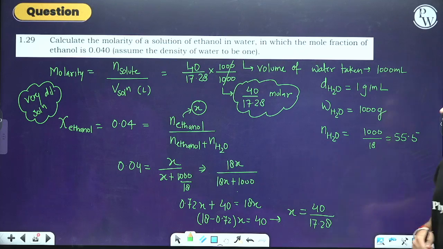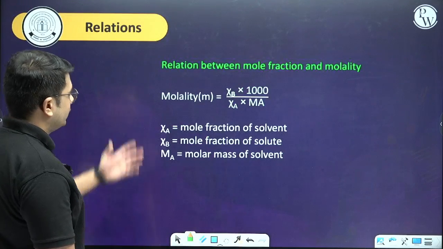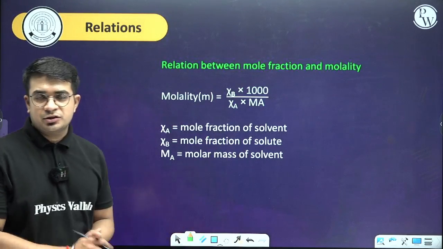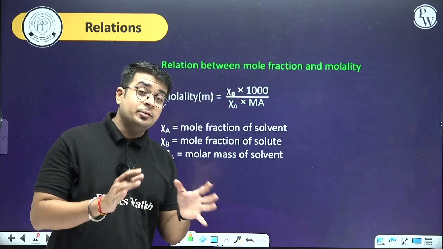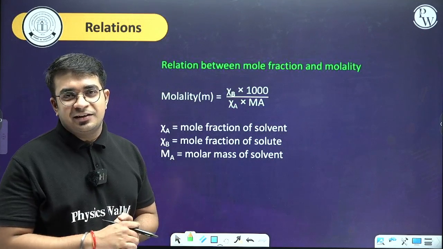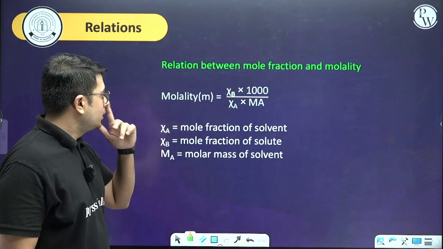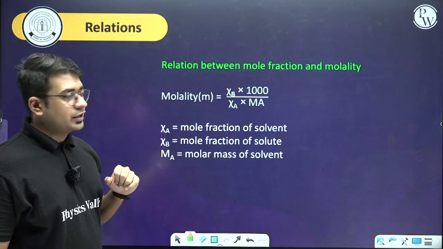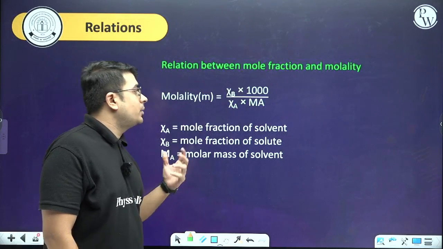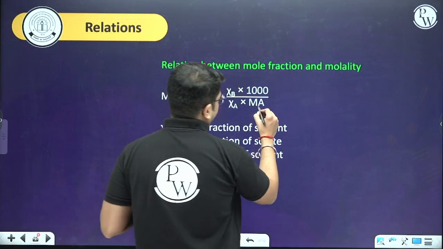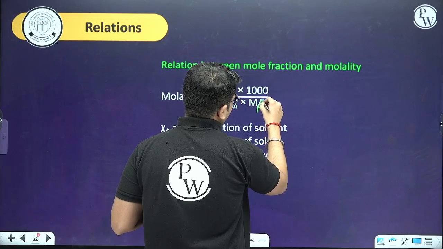Okay, now talking about the next part, we have certain relations. I am just showing the relations for your help, but remember you can use the 3 by 3 box trick, which is much simpler. If you don't remember the formulas, you can use the molality and mole fraction relationship, which is chi B upon chi A multiplied by 1000 by M A.